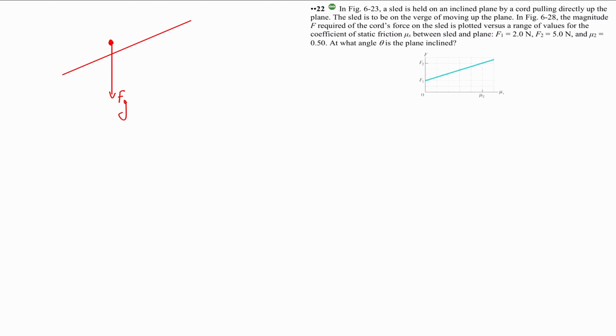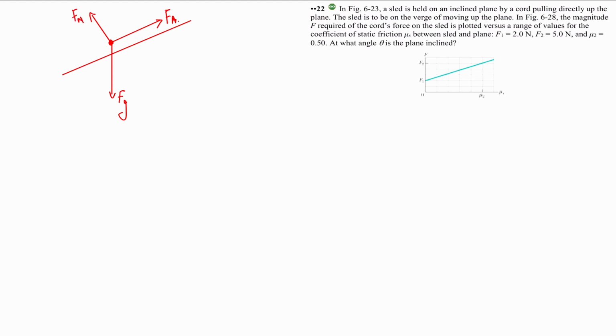There's going to be the force of gravity pulling the sled toward the center of the Earth. And there's the force we need to apply to keep the sled on the incline from the verge of sliding down. There's our force. I'm going to call it FA. And because the sled is resting on the incline, I know that by Newton's third law, the incline will react and apply a force upward to support the sled. That force we have a fancy name for. We call it the normal force. So there's our normal force.